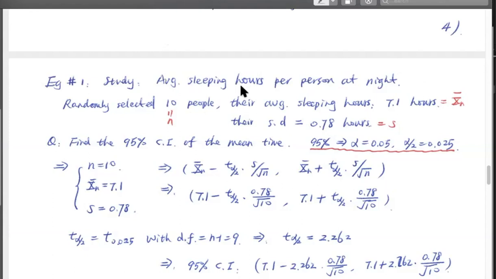Okay, so we are trying to study this here, right? On average, how many hours of sleep per person? So to get that estimate, we got some sample. We randomly select 10 people. Out of those 10 people, we know their average sleeping hours is about 7.1 hours. I have a feeling that our number here is about 7 or 8, right? Some 6, 5, 9, 8, yeah, 7 or 8.